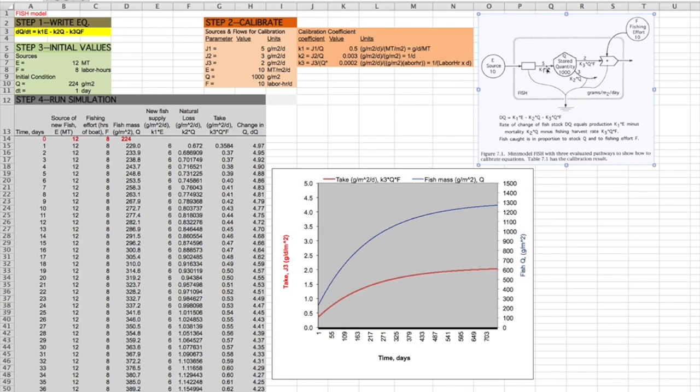And note that we have three pathways, one input, two outputs, so we have three terms in our change equation. We have one storage, therefore we have one differential equation.